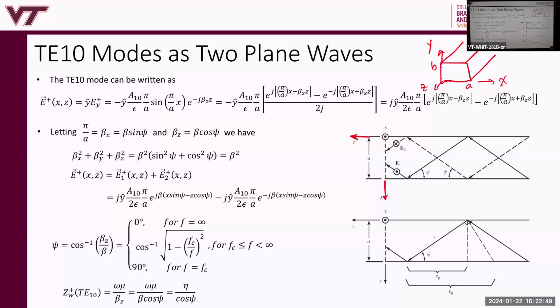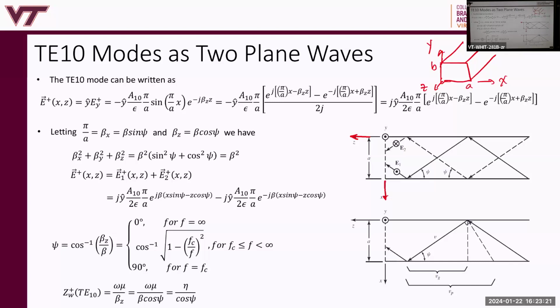Good. So we have two plane waves. One's polarized in the minus y direction, E2 in the minus y, and E1 in the plus y direction. And they bounce back and forth like that. The angle that they make with the wall when they bounce is psi.